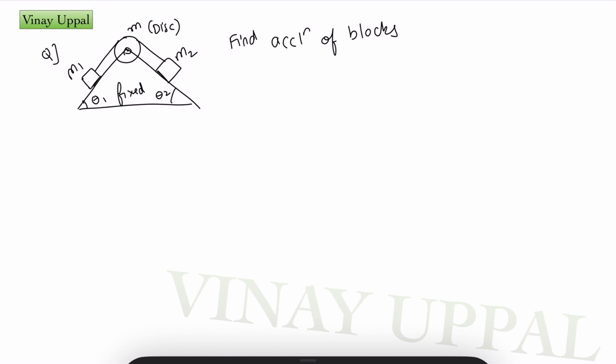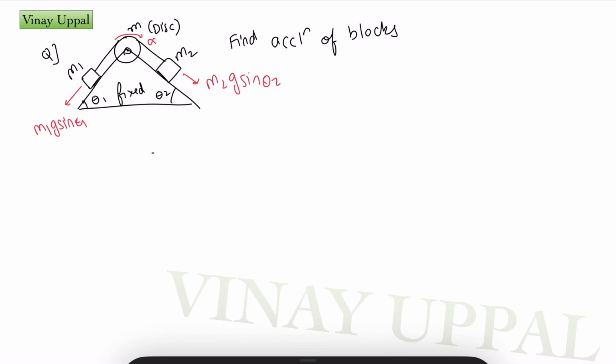Alright, so I know that the forces acting on the blocks along the string would be m1g sine theta 1, and here it would be m2g sine theta 2. Now let me assume that the disk is rotating in the clockwise sense. This is an assumption. If we were given the values of m1, m2 and the angles, then finally when we get the value for alpha, if it is negative, then it is in the opposite direction to what we had assumed.